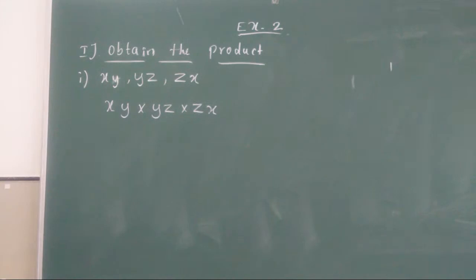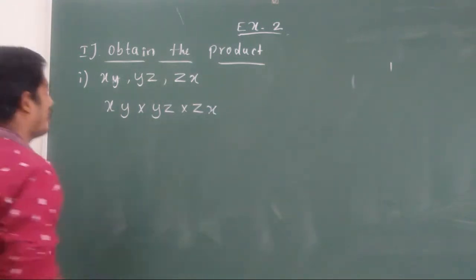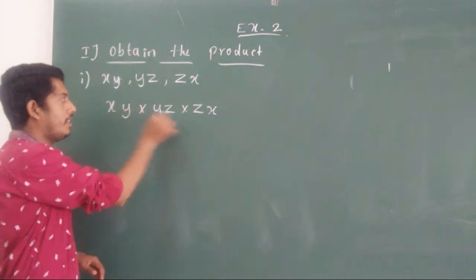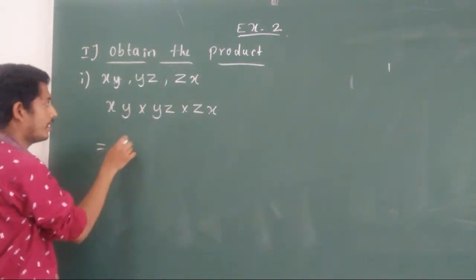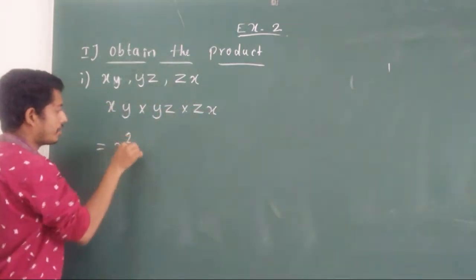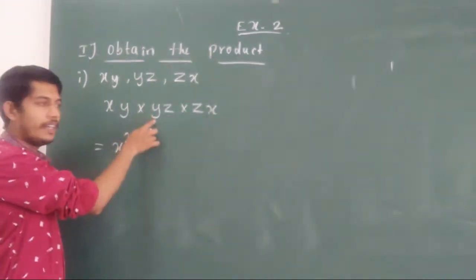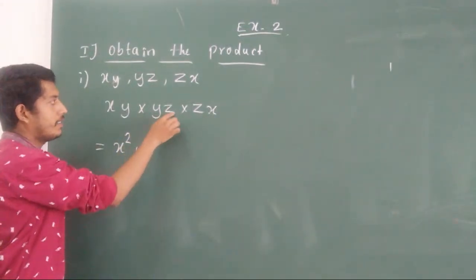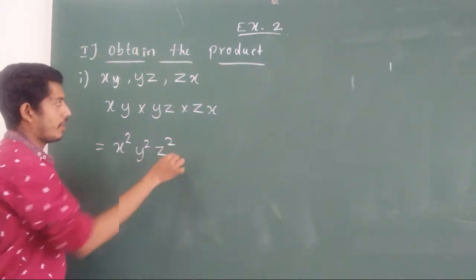Now to find the product, we have to use the multiplication sign: xy into yz into zx. Based on that, we find the product by multiplying the like terms along with the other terms. First, x is present here and x is present here too, so x into x becomes x square. y and y becomes y square. z and z becomes z square.